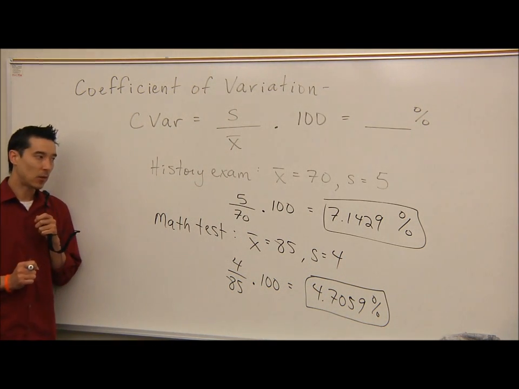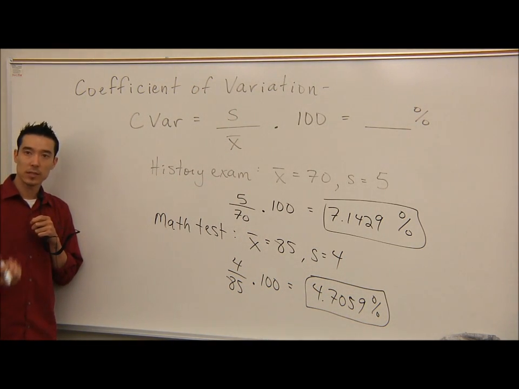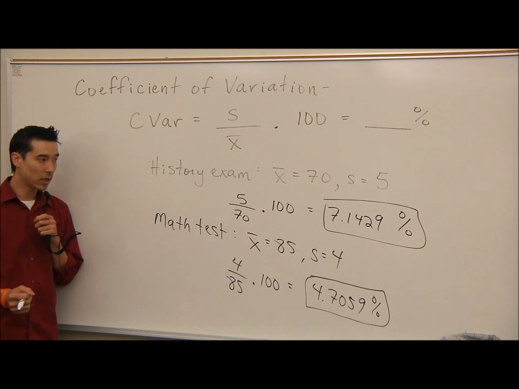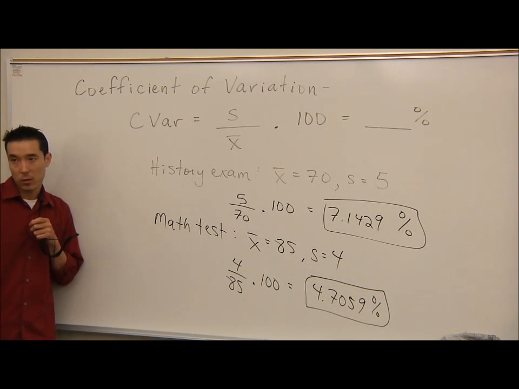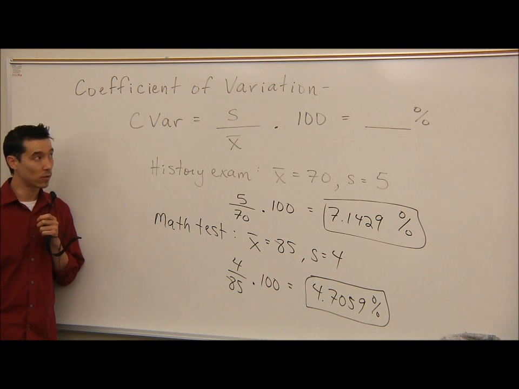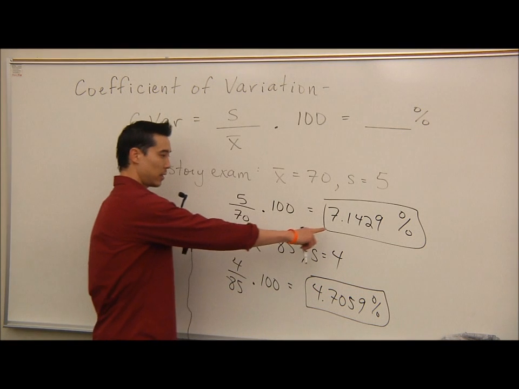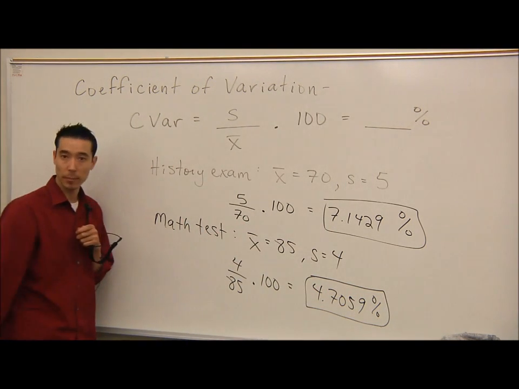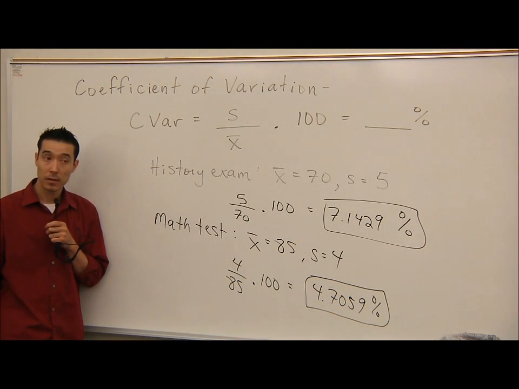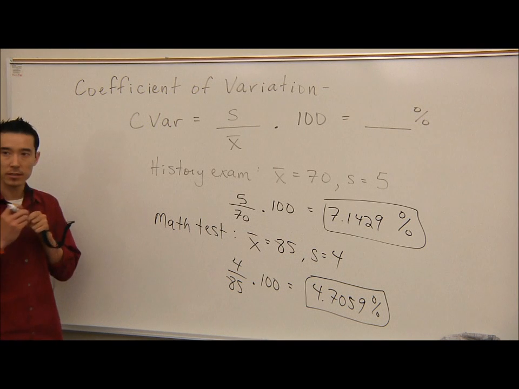Okay? Now, on a homework or quiz or something like that, the question will say which was more variable. All right? So whichever has the highest number is more variable. Okay? So that's the kind of question that is asked. Which is more variable? So in this case, clearly, history would be more variable because it's a bigger number. All right? That's pretty much it for coefficient of variation. You're just following this formula. Okay? Any questions on that?